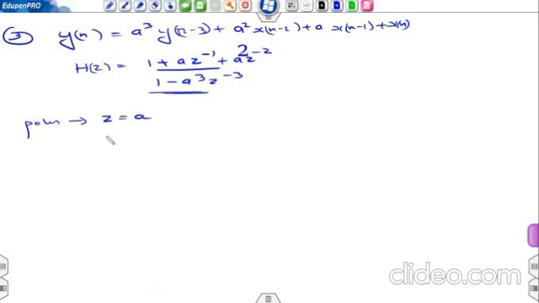and the second pole will be at z equal to e raised to power j 2 pi by 3, and the third pole will be at e raised to power minus j 2 pi by 3, or this can also be written as e raised to power j 4 pi by 3.